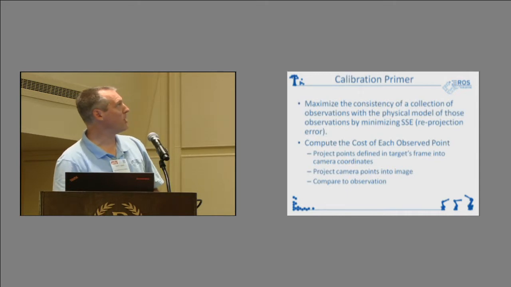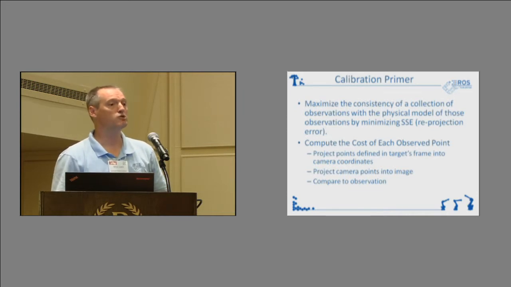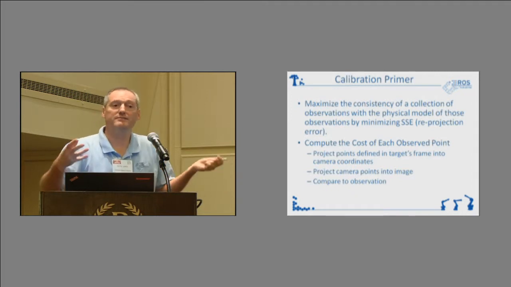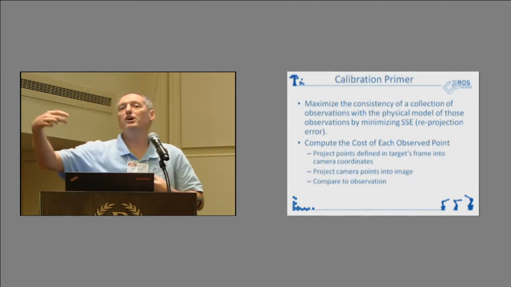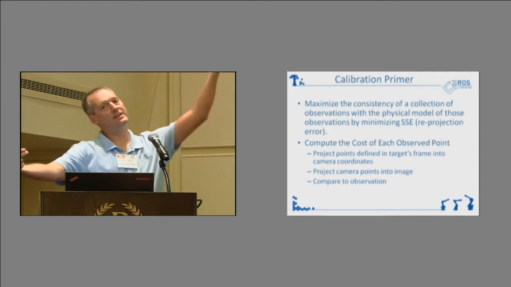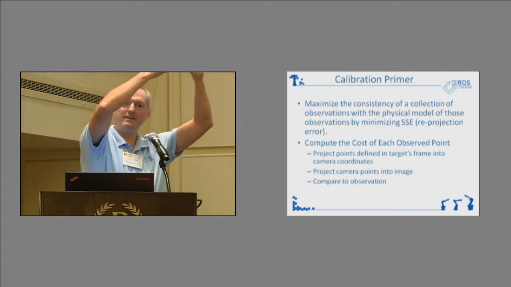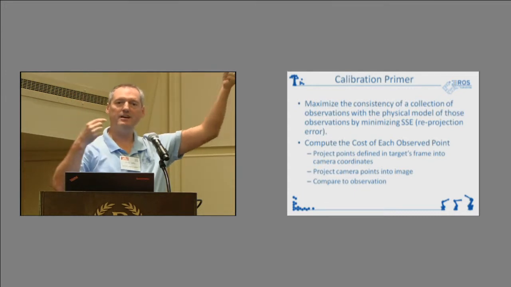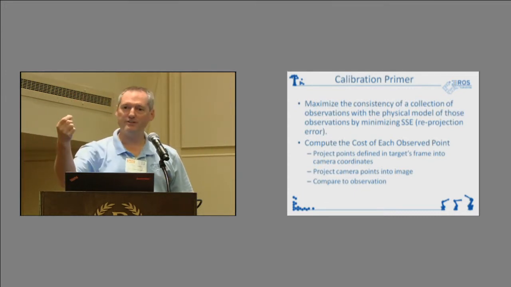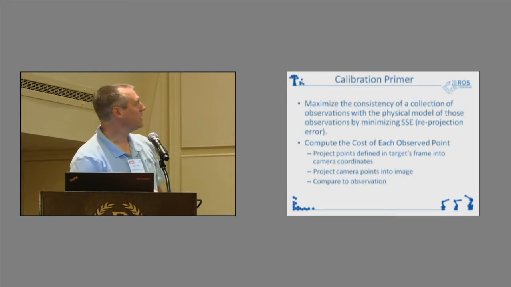So here's a quick primer on calibration. We are essentially maximizing the consistency of the collection of observations with the physical model of those observations, and that's essentially minimizing the sum of squared error of the reprojection error. This reprojection error is: we think we know where the point was in space. We think we know where the camera was. We project and predict where that point would show up in the image. We also have an image. We compare the two, and that's the error. That's basically what we're doing.